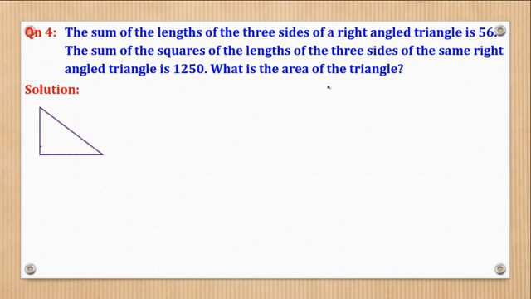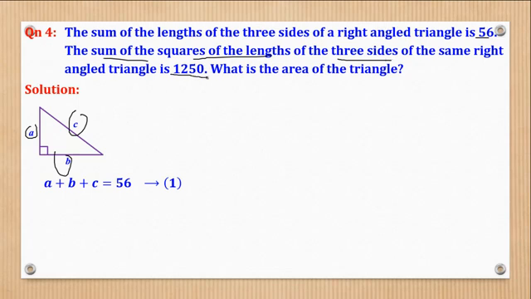So let us first make a sketch of this right-angled triangle and let the sides be a, b, c. They told us the sum of all the lengths is 56, meaning a plus b plus c must give me 56. Then they said the sum of the squares of the lengths of the 3 sides of the same right-angled triangle is 1250. So I'll now square each length: this squared plus this squared plus this squared gives you that.